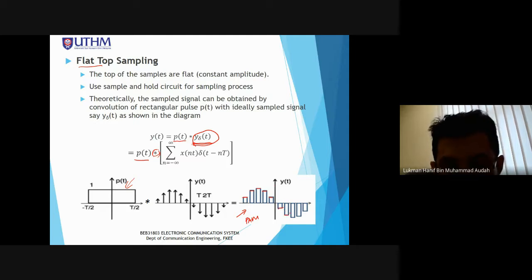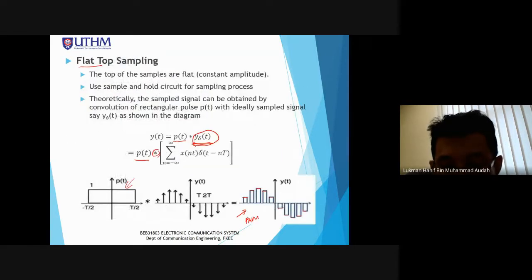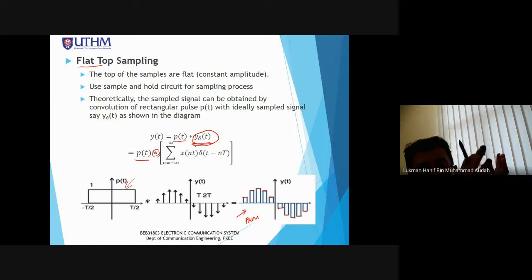Okay, so ada beberapa kebaikan kalau kita buat rata macam ni. Maknanya dari segi dia punya kadar error itu lebih rendah berbanding dengan natural sampling. Ini nanti kita akan lihat dari segi quantization error nanti ya. Okay, so this is a flat top sampling. So that means the sampling process happens by doing the process of multiplication in time domain, and we can also do the process of convolution.